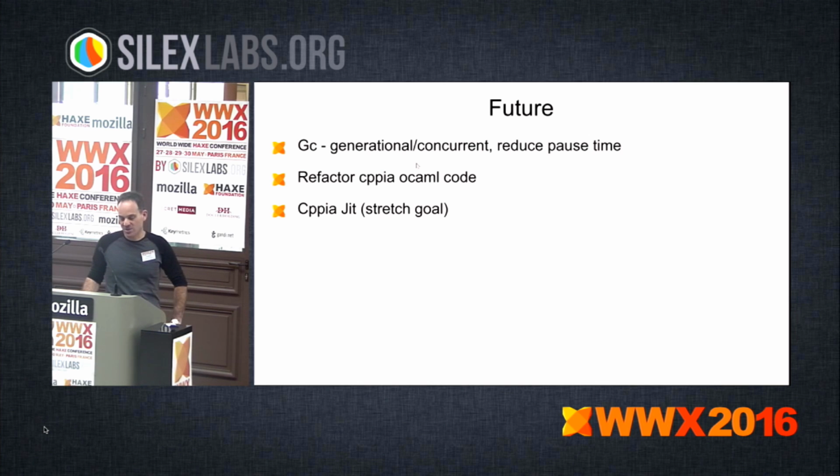So I still want to have a look at some kind of generational or concurrent garbage collection, mainly to get down the pause time of the garbage collector if you want to use it inside a game. You don't want it stalling out for 10 or 15 milliseconds and dropping a frame. So if I can get that down to more like 1 or 2, that would be nice. I'd like to refactor the CPU code inside the OCaml compiler, which was something I didn't really get to because I sort of ran out of time.